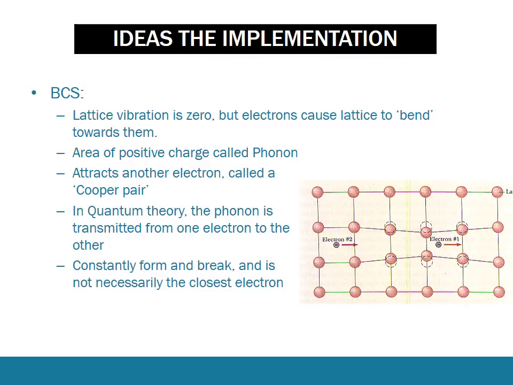The phonon created by electron 1 is transmitted to electron 2, which causes electron 2 to speed up. These Cooper pairs constantly form and break. It's not necessarily the closest electron between which the Cooper pairs are formed. Now that's weird. The part about transmitting the phonon and speeding it up doesn't really make a whole lot of sense because we don't know a whole lot of quantum theory, but that doesn't matter. Just be able to say it, understand it, and write it down.